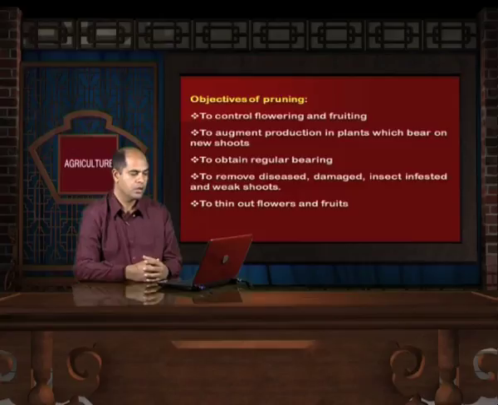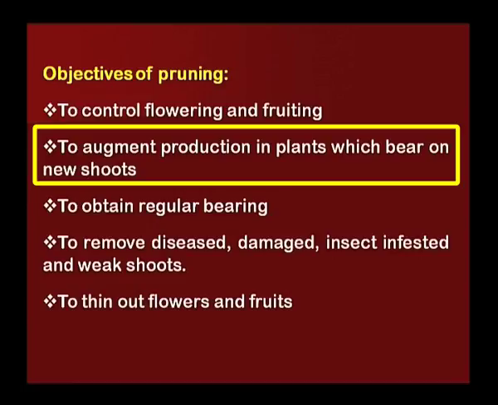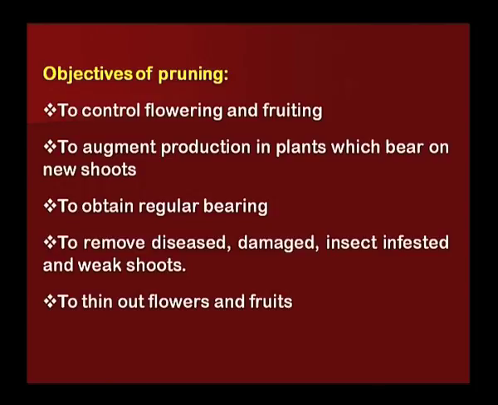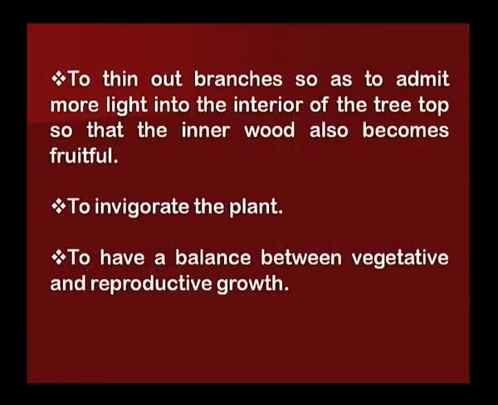Objectives of pruning: to control flowering and fruiting, to augment production in plants which bear on new shoots, to obtain regular bearing, to remove diseased, damaged, insect infected and weak shoots, to thin out flowers and fruits, to thin out branches so as to admit more light into the interior of the tree top so that the inner wood also becomes fruitful, to invigorate the plant, to have a balance between vegetative and reproductive growth.